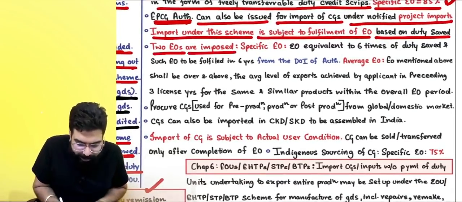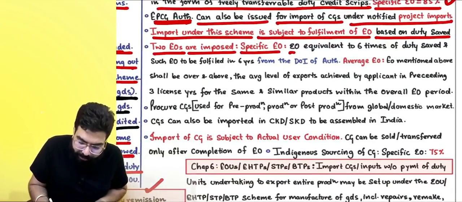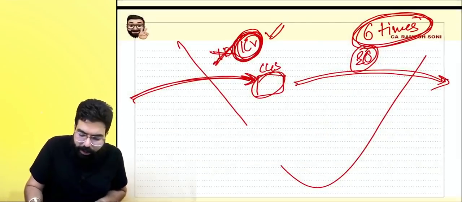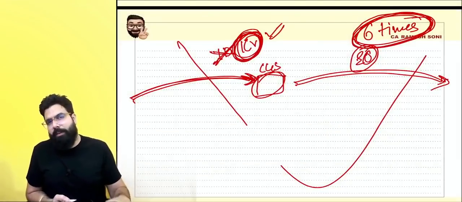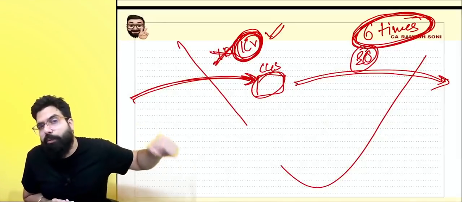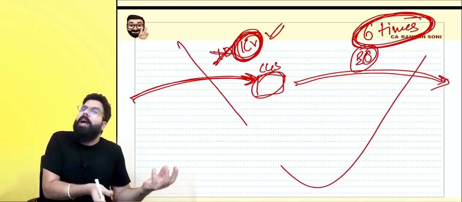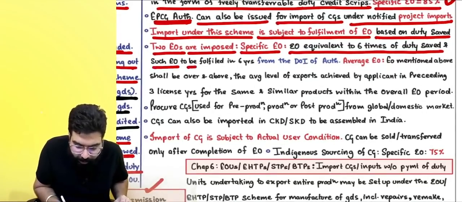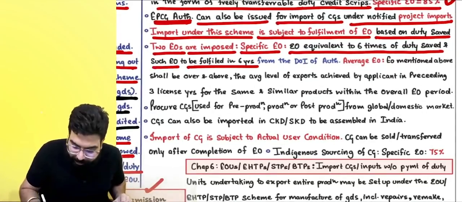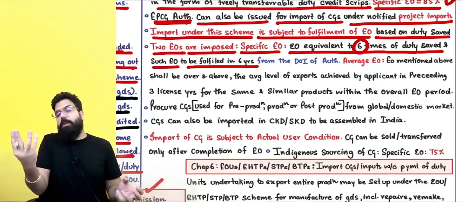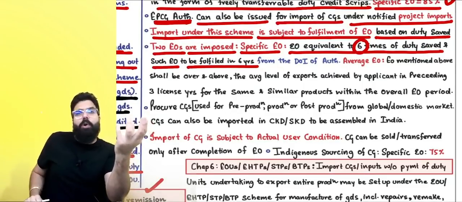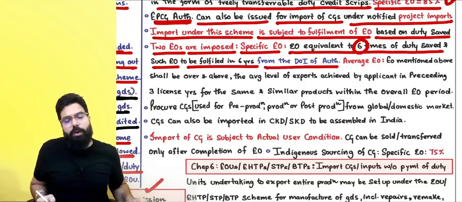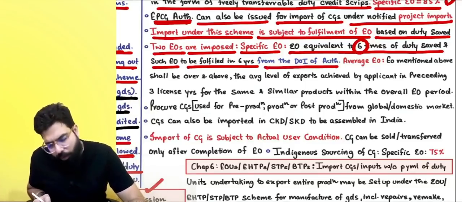Two export obligations are imposed. One is the specific export obligation, which is 6 times the duty saved. For example, if I saved 1 crore of duty, then 6 times, 6 crore rupees, is my export obligation. That much exports I have to do. With capital goods I have to make goods and export worth rupees 6 crore. Such export obligation is to be fulfilled in 6 years. I have saved 1 crore, and 6 crore rupees I have to earn over a period of 6 years from the date of issue of authorization.